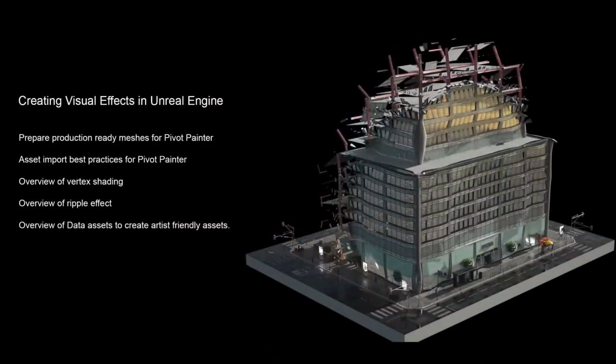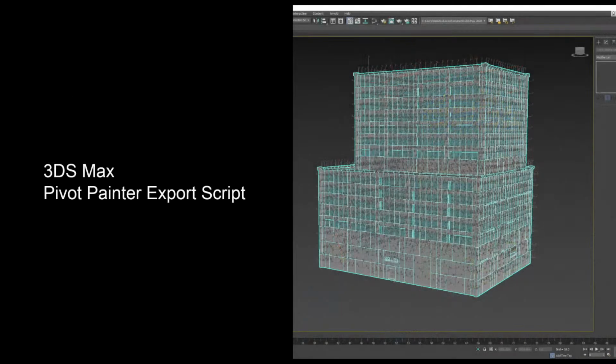The topics that we'll cover today are preparing production assets for the Pivot Painter and the best practices for asset import, an overview of a simple vertex shader, and then we'll look at how to complicate that a little bit more with a ripple effect. And finally, we'll have an overview of using a blueprint asset to create an artist-friendly asset for set dressing. Now, let's get started.